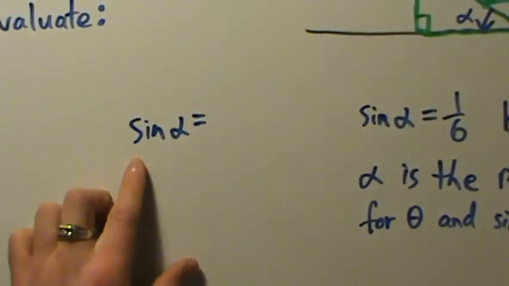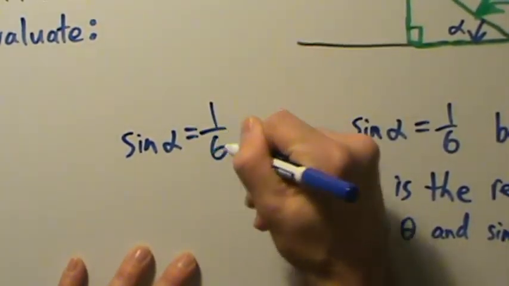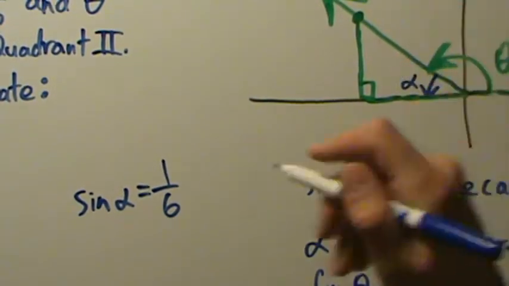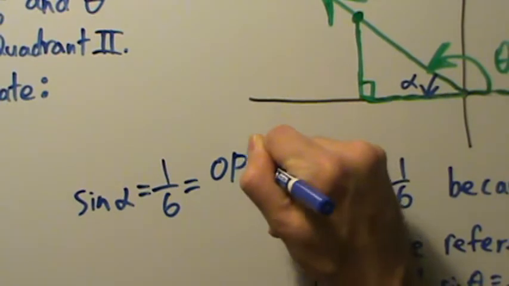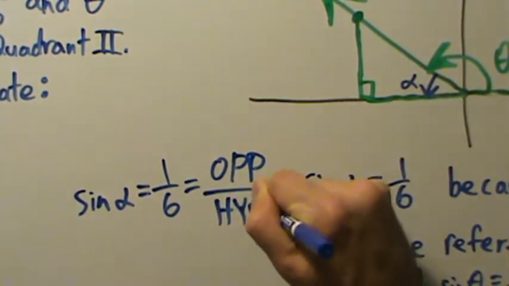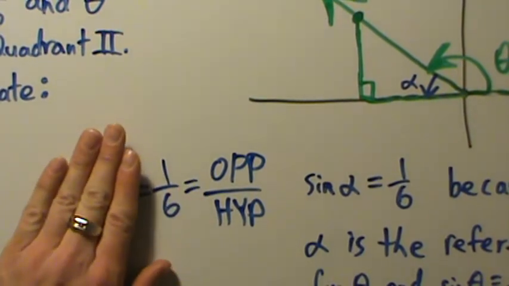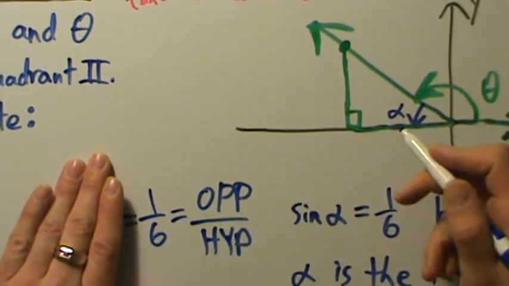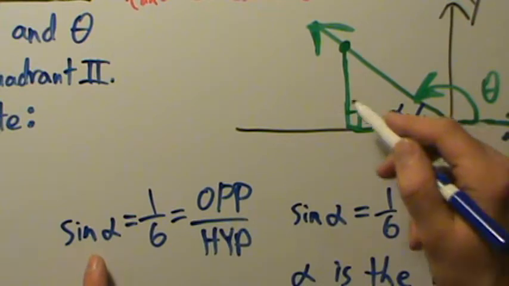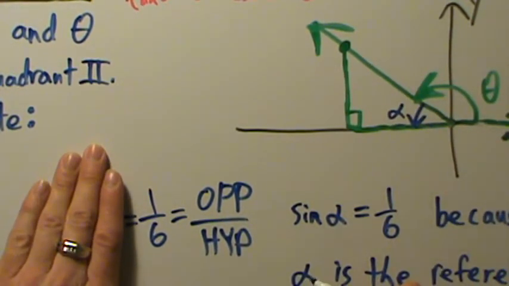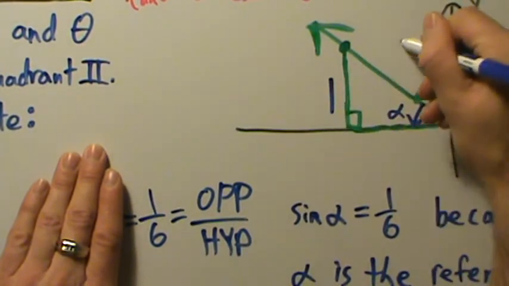Sine of alpha is 1/6. And remember, what is the sine? It's opposite over hypotenuse. So sine of alpha is 1/6, which is opposite over hypotenuse. Look at this triangle: sine of alpha is opposite over hypotenuse, 1/6. So let's call the opposite side 1 and the hypotenuse 6.